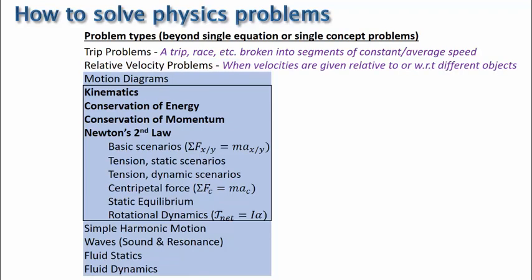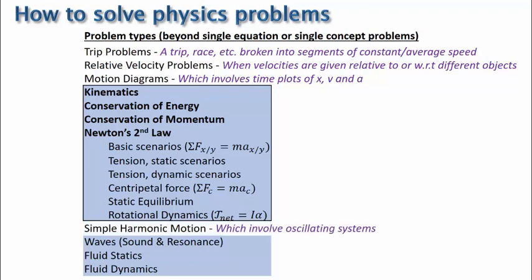And then relative velocity problems can be identified by the fact that the velocities are referenced to, or with respect to, more than one object, such as relative to a moving car or relative to the Earth. Motion diagrams can be relatively easy to identify because they deal with time plots of position, velocity, and acceleration. Now let's skip the major principles and go down to simple harmonic motion.